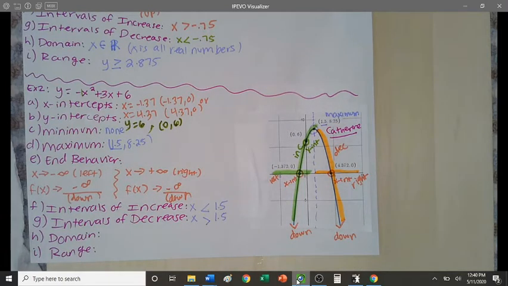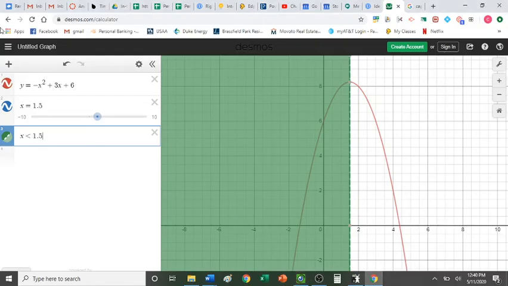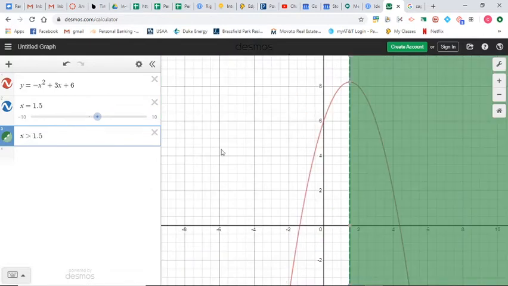Okay, and again, if you're ever second guessing yourself, you can just guess and check. Like you could go on here. Now I'm looking at where the graph is decreasing. So if I say x is greater than 1.5, it is shading on the side of the graph that is decreasing. So I know I have the correct inequality. Guys, so again, if you aren't quite sure, you can always just type it in on Desmos and see which half of the graph is being shaded in. And that will be the correct inequality.